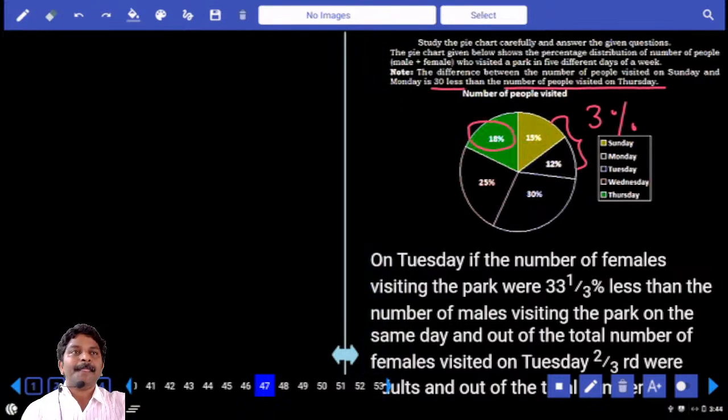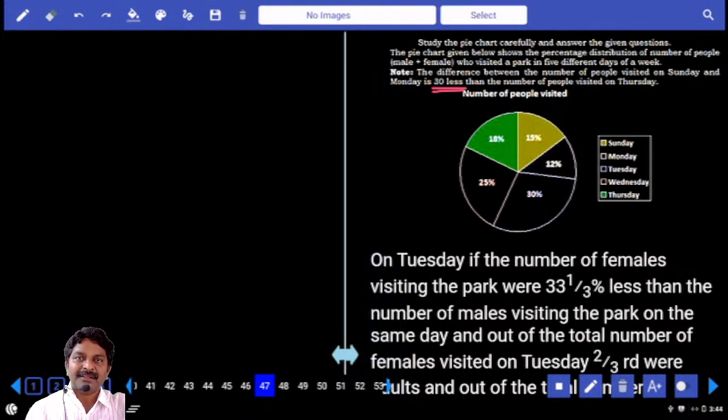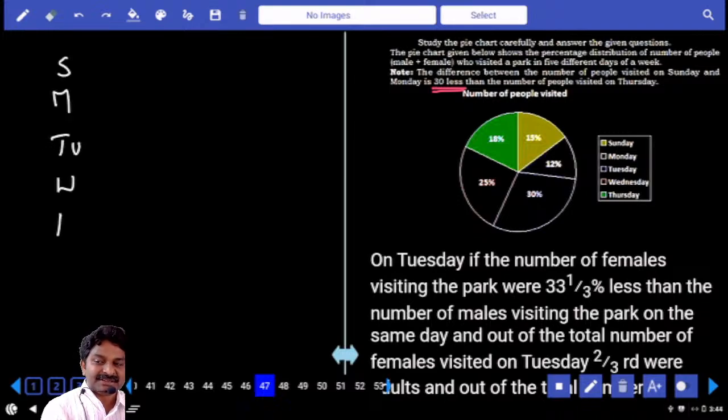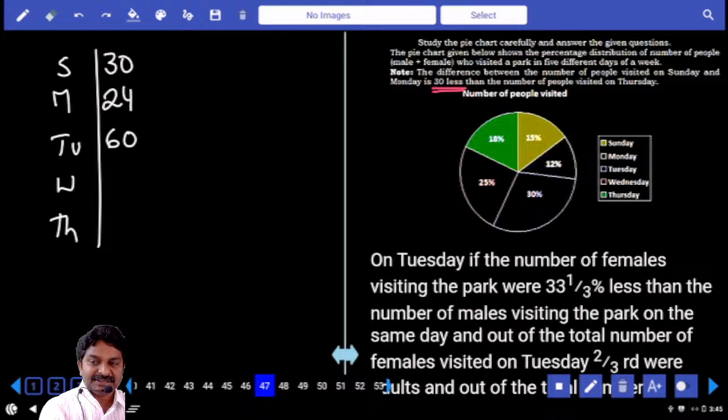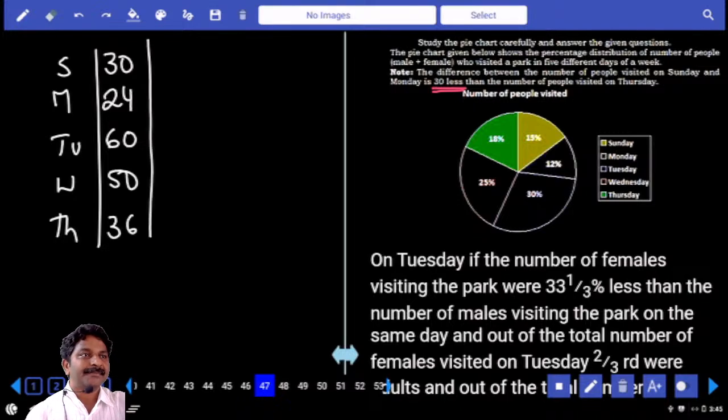On Thursday, 18%. 18% and 3%, difference is 15. That is equal to 30. That means 1% value is 2. Sunday, Monday, Tuesday, Wednesday and Thursday. Sunday 15%, 30, 24, 60, 50, 36. These are all number of people.